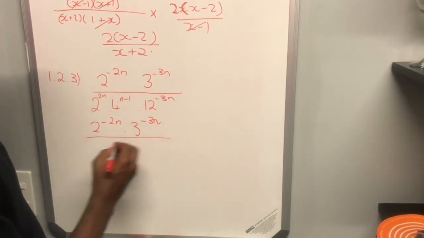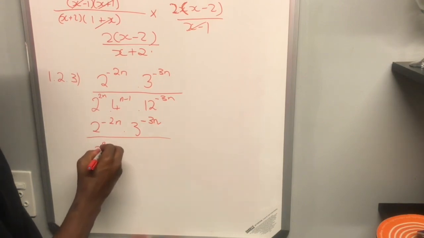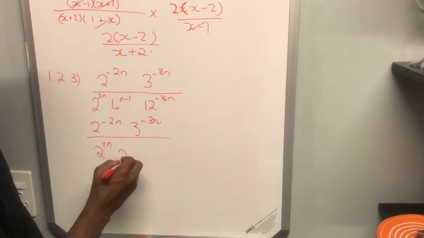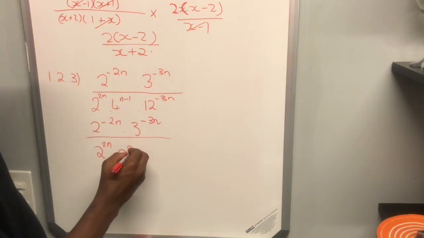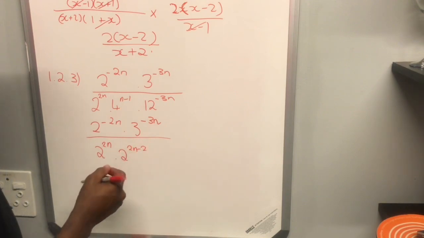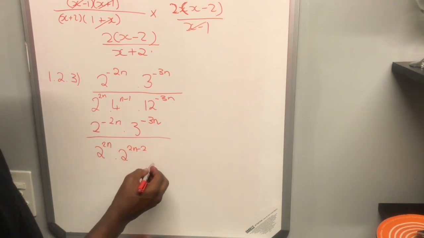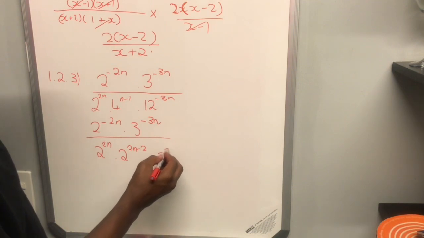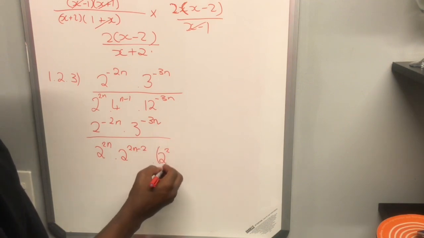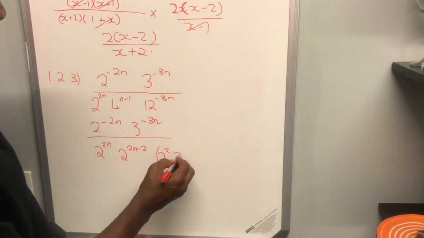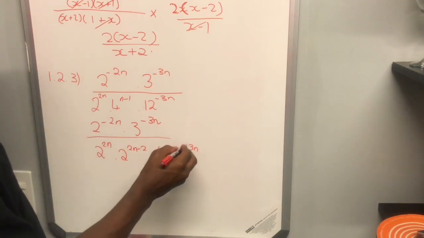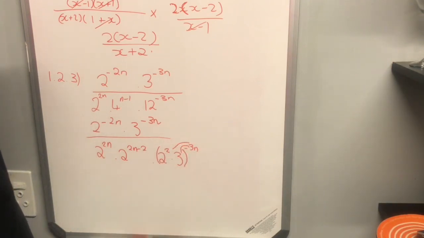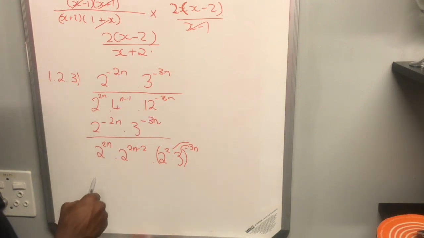Ready? To the power of 2, it will multiply with this. 2n minus 2. Remember the laws of exponents. This is 2 squared times 3. We have to multiply everything inside. Don't forget that. Then we're coming down to the last section.